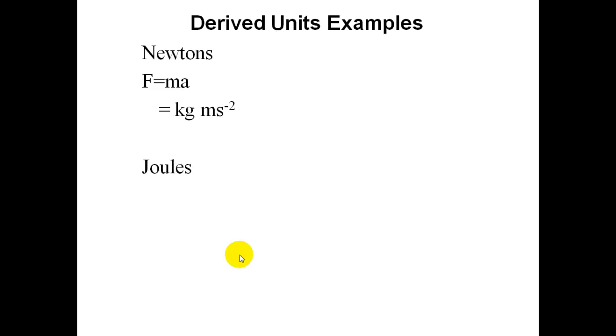What about energy? The unit is joules, but this is not a fundamental unit. What we need to do is find a formula which uses joules, and one that's good is the work done, which is force times distance. Now we know the force is kilograms meters per second squared, times distance, which is meters. So we have kilograms meters per second squared times meters, and that gives us kilograms meters squared per second squared. So this is finding the fundamental units from a derived unit.